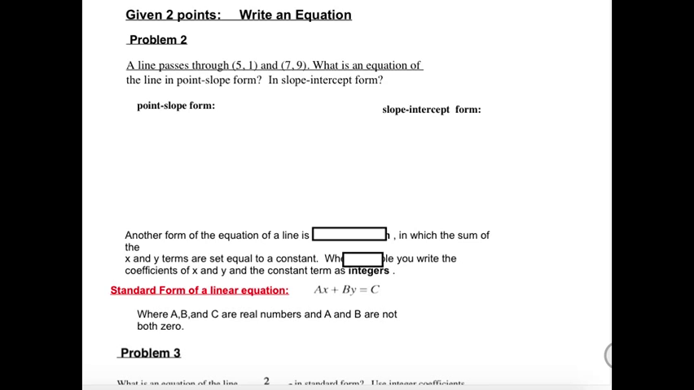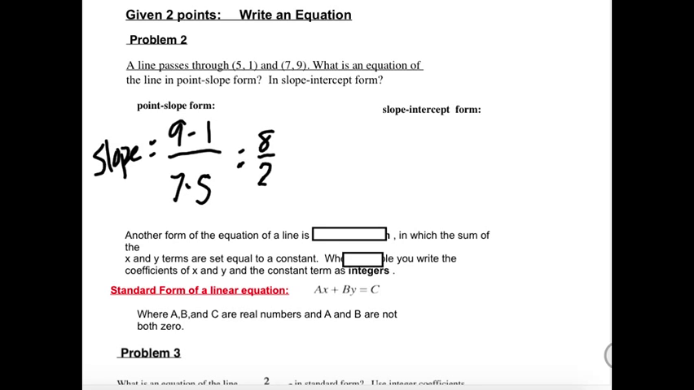Use that handy slope equation. Our y is on top. So I have 9 minus 1, x is on bottom, 7 minus 5. That leaves me with 8/2. Always simplify that if you can. So we're going to have 4. So I'm just going to write that here. Our slope is 4.